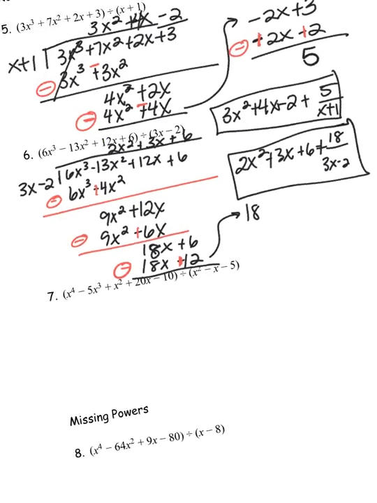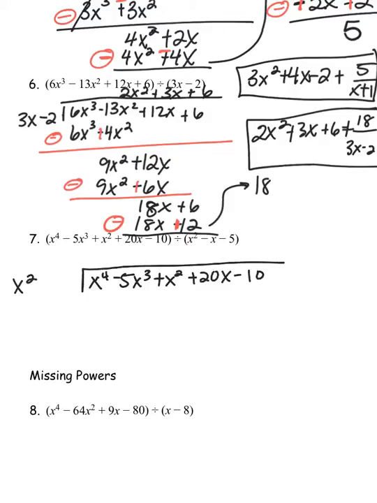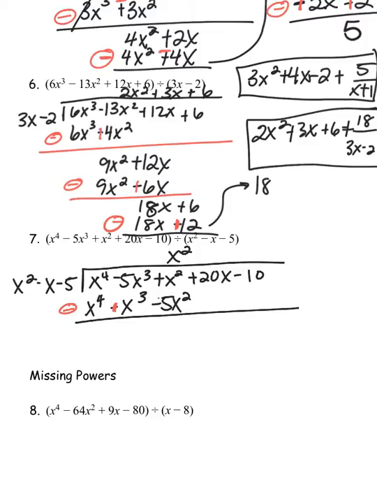Okay, there we go. So, x to the fourth minus 5x cubed plus x squared plus 20x minus 10 divided by x squared minus x minus 5. Okay, x squared goes into x to the fourth, x squared times. So then I get x to the fourth minus x cubed minus 5x squared. Subtract, change my signs. I get negative 4x cubed plus 6x squared plus 20x.